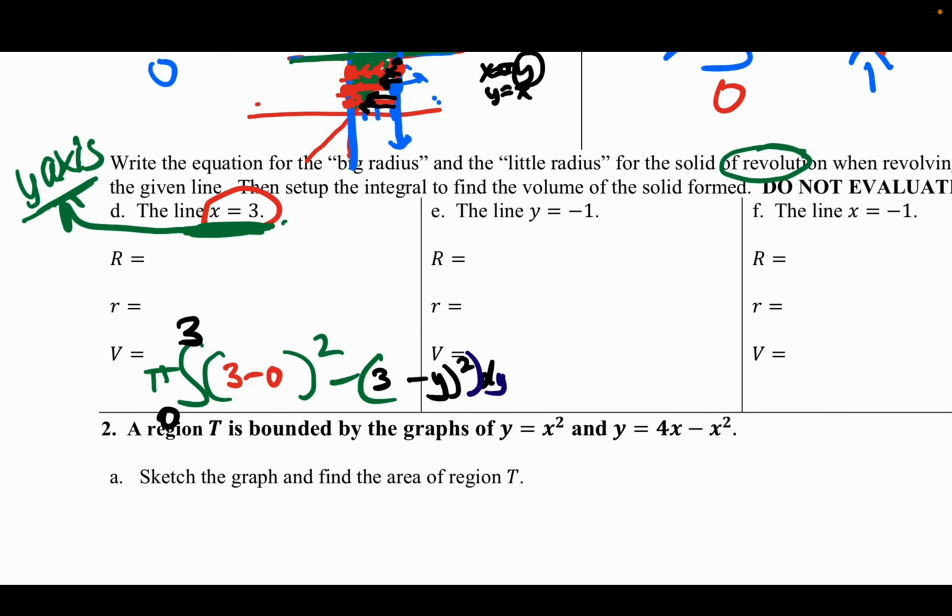And let's shrink this back down. All right, so the outer radius is 3 minus 0. The small radius is 3 minus y. So you'll be squaring this one and squaring this one. So that probably does help.